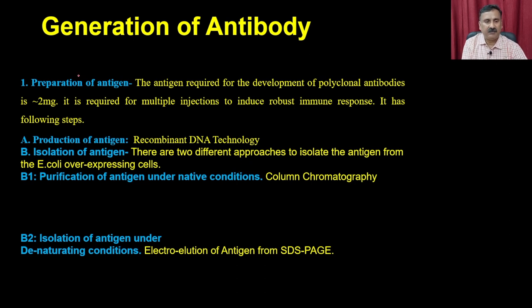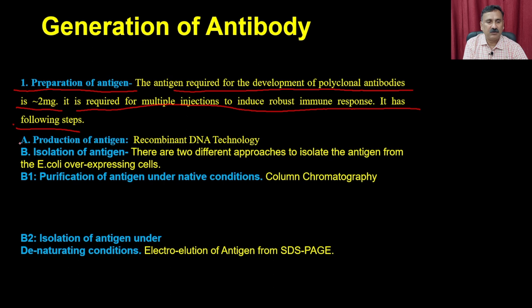So, the preparation of the antigen. The antigen required for the development of a polyclonal antibody is approximately 2 milligrams. It is required for multiple injections to induce a boosted immune response. It has the following steps. First, you are going to produce the antigen. You can use recombinant DNA technology to clone the antigen of your interest, and then you can overexpress that in large quantities.